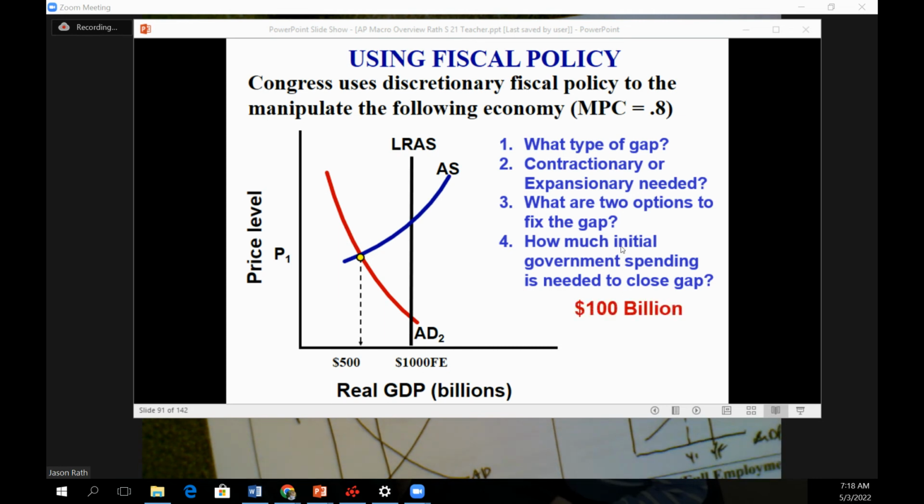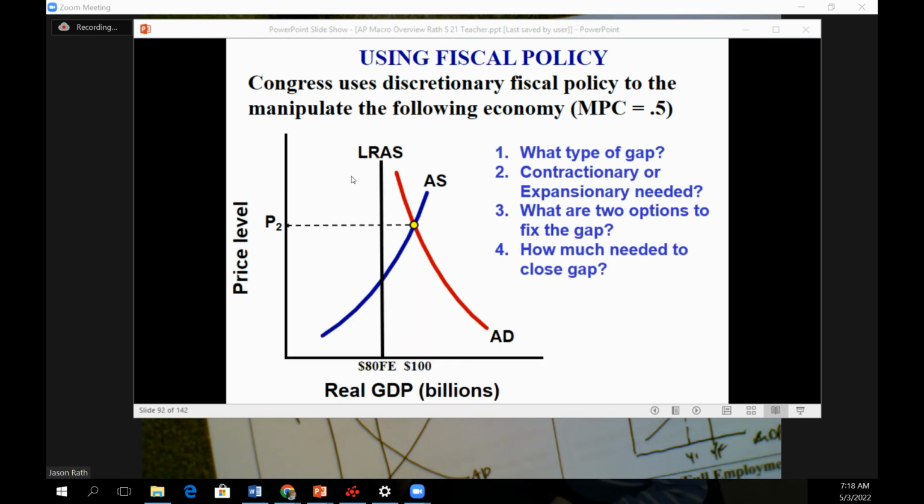Okay, let's do it together. 100 billion, because the multiplier is 5. And so type of gap, what would this be? Recessionary. And so you would need expansionary, and the two options. Remember, you can decrease taxes, increase government spending, and how much initial would be 100 billion.